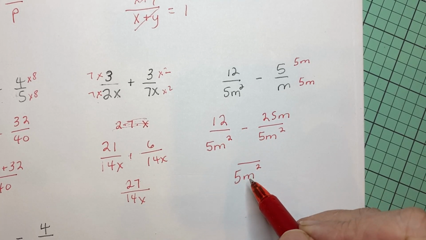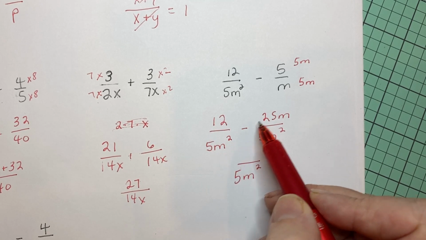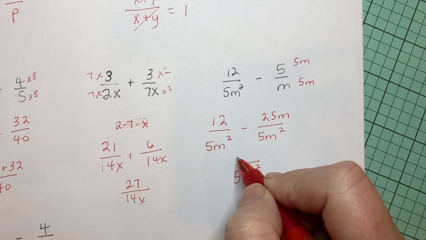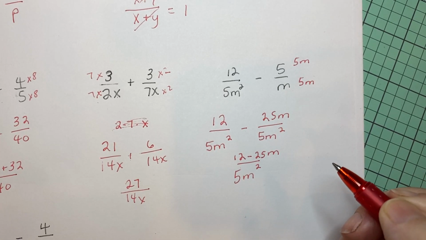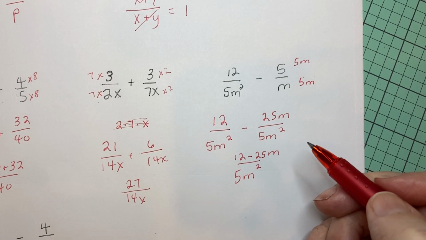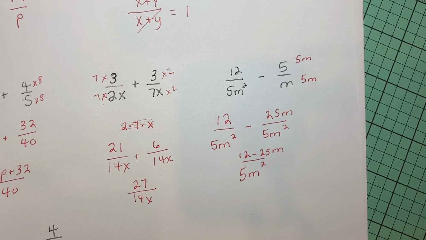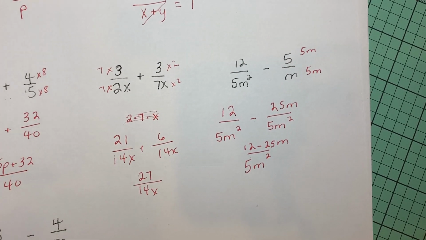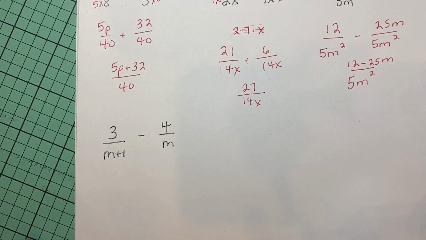So we've got the common denominator down, and then we're going to say 12 minus 25m. I can't really combine that, so I just write 12 minus 25m. And that's your answer. Now, if you could factor and cancel, you could do that, but you won't need to do that on any of these in this class. It might happen in college algebra, but not in here.